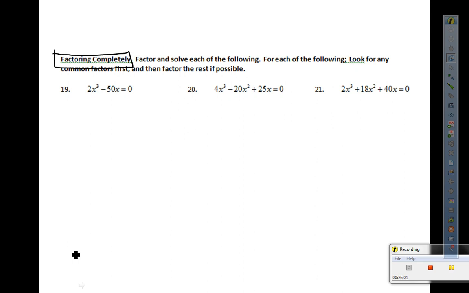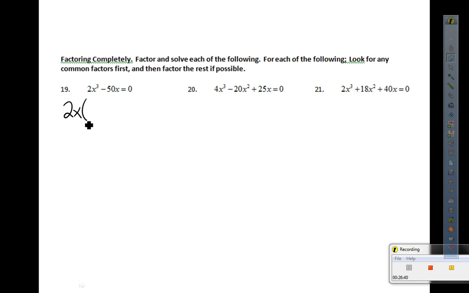Look at 2x squared minus 50x. First, you're going to ask yourself, is there any number that goes into 2 and also 50? And the answer is yes, there's a 2. And you can also take out an x. So whenever you factor whatever's in common, you put that and then you put a parenthesis.